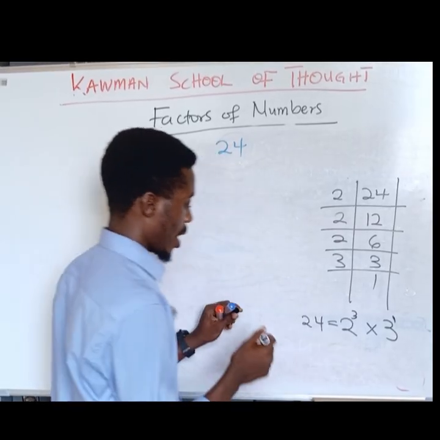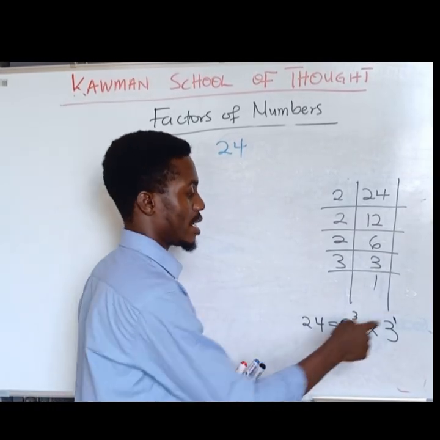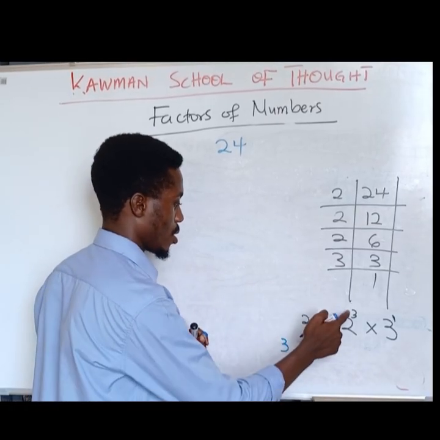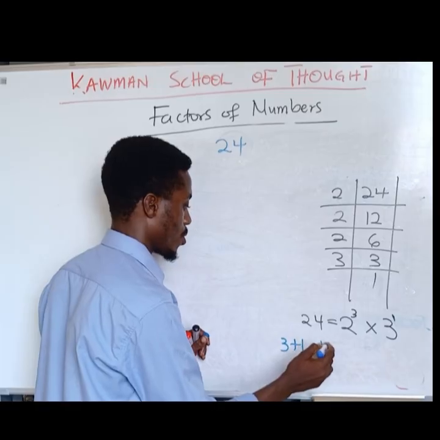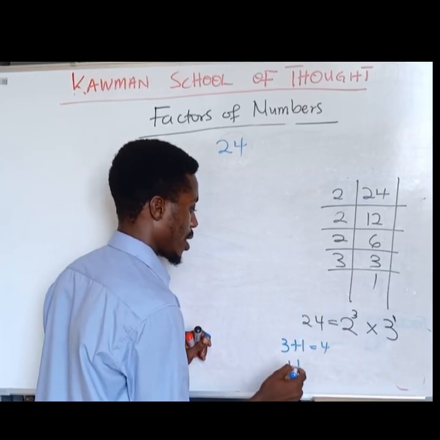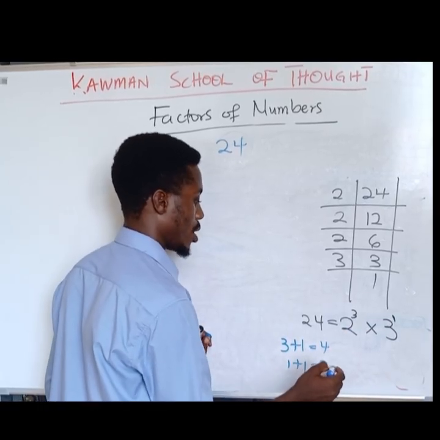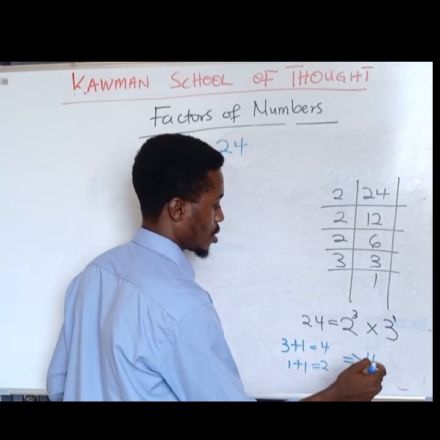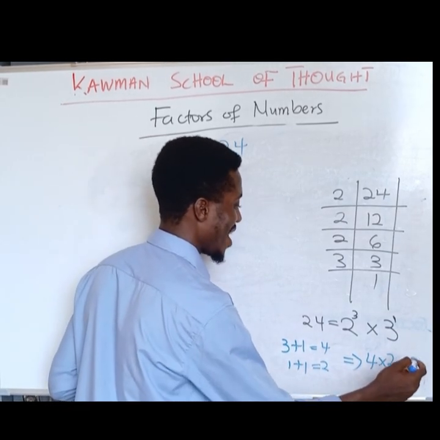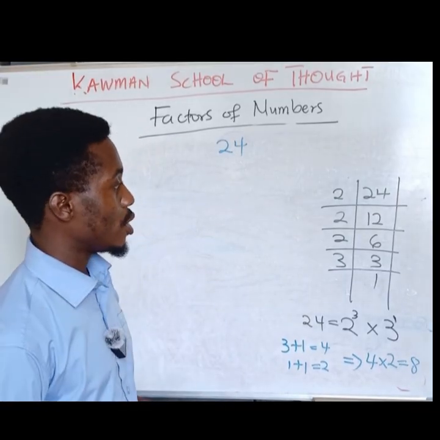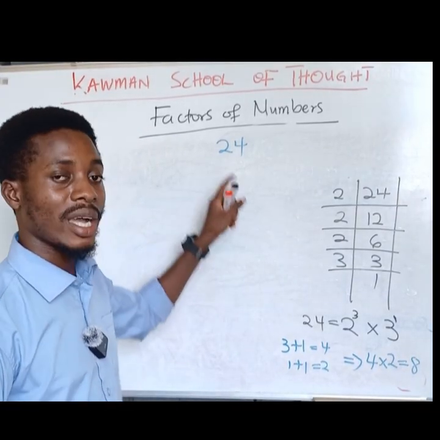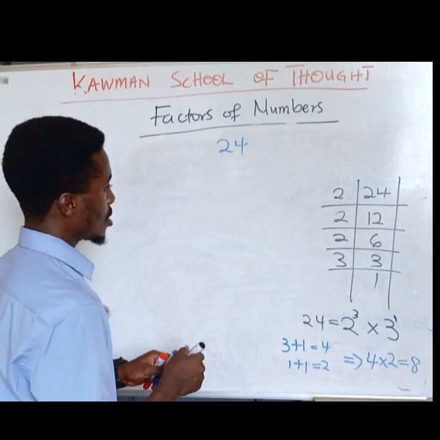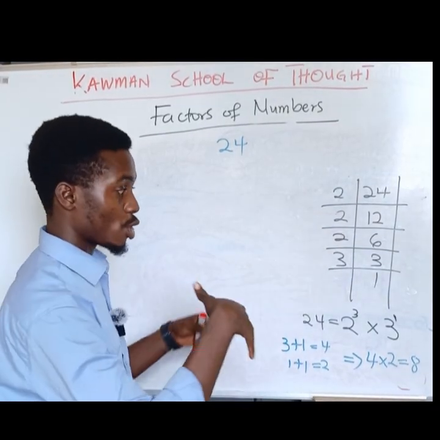So now that we are here, we take the powers and then add 1 and then multiply. So 3 plus 1 equals 4. 1 plus 1 equals 2. And at the end of the day, you just multiply 4 times 2, which gives us 8. Meaning we are expecting 8 factors from 24. So that means some of the factors are already here, but not all of them may be.